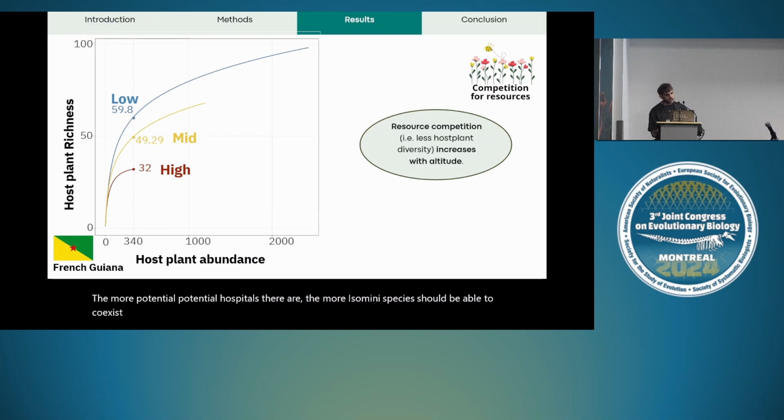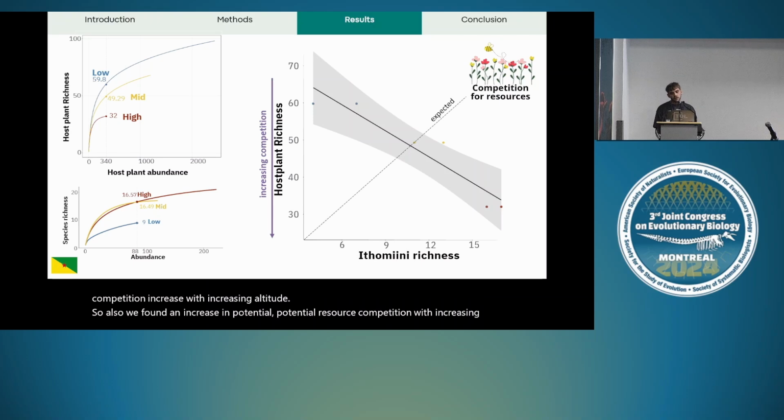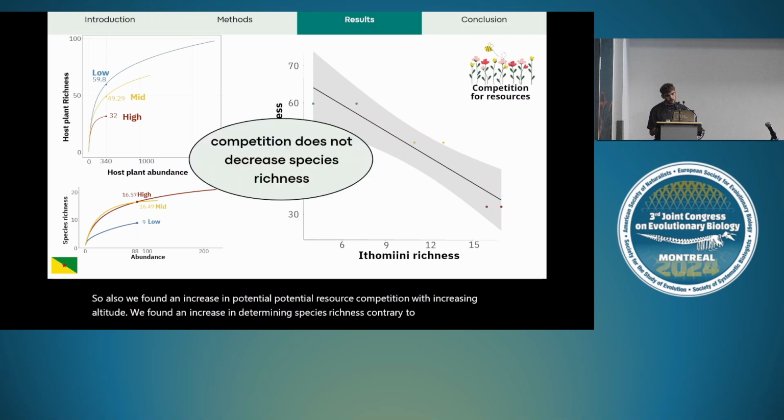Unexpectedly, host plant richness decreased with increasing altitude, suggesting that competition increased with increasing altitude. So although we found an increase in potential resource competition with increasing altitude, we found an increase in ithominy species richness, contrary to expectations, suggesting that competition does not reduce species richness.